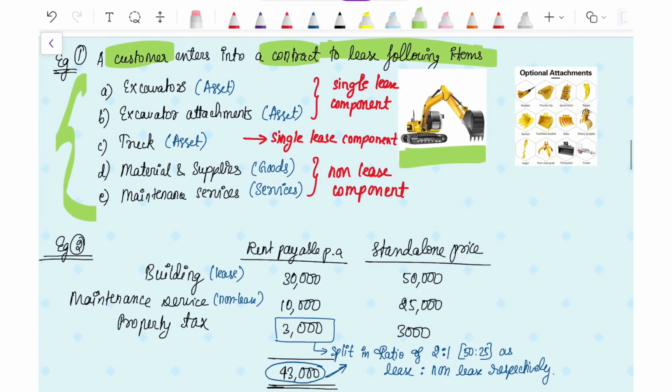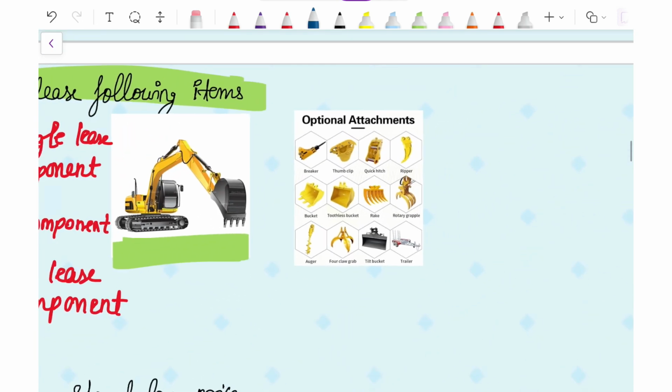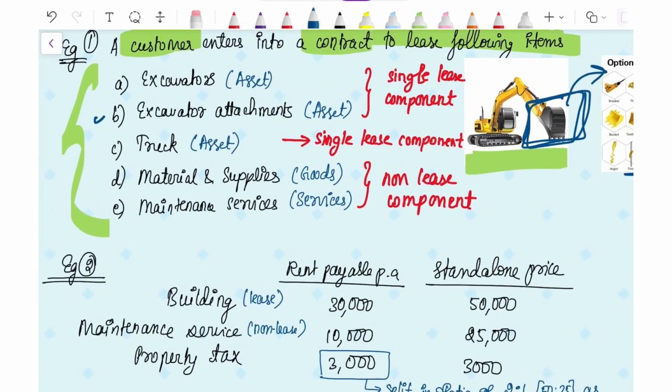Now, suppose there is an excavator. Then you have an excavator attachment. What is an excavator attachment? As you can see, the black front portion of it can be changed into various other options. You can take this claw, or this bucket, or this trailer. Any of these optional attachments you can have for it. So the excavator attachment is also a part of the contract.